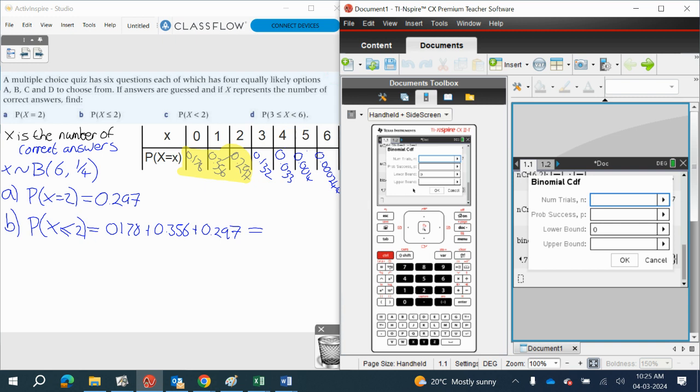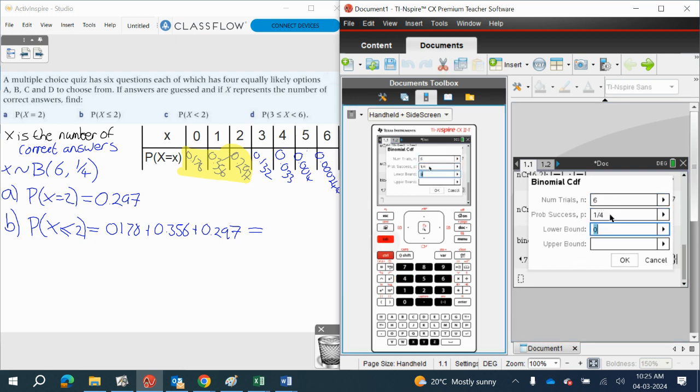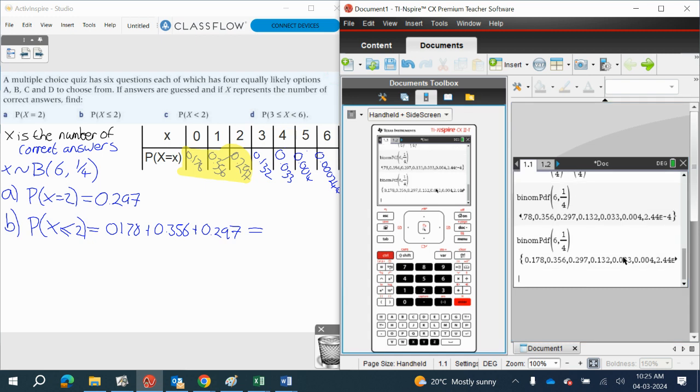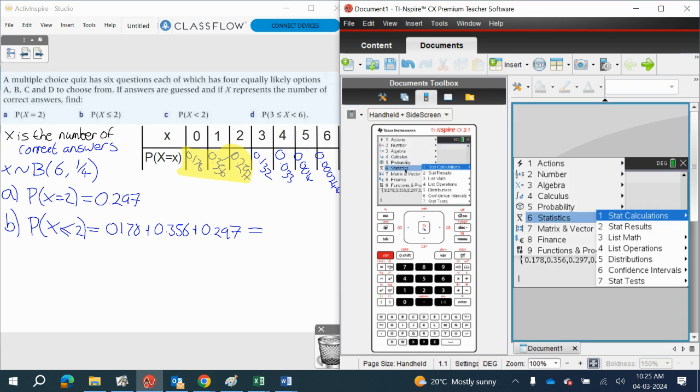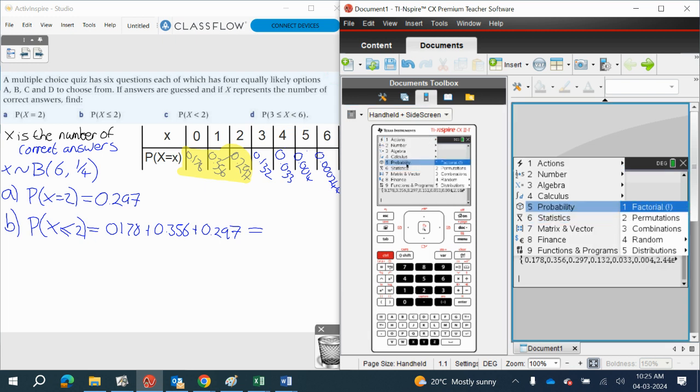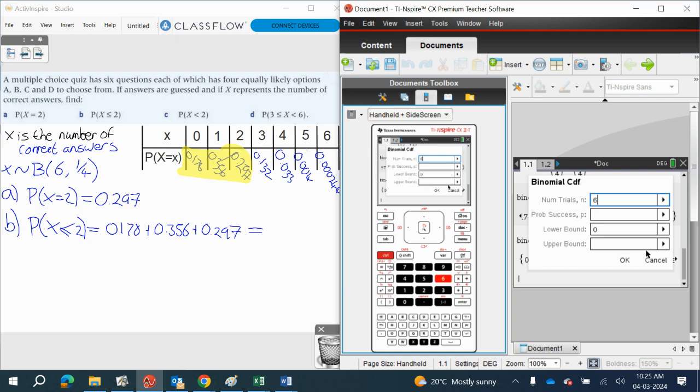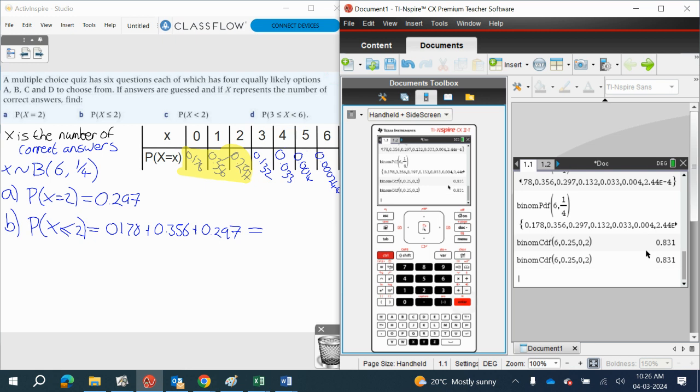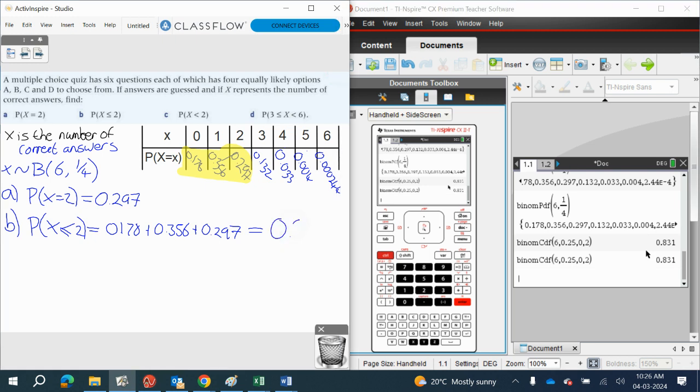So we want binomial CDF. We've got 6 trials. Our probability of success is 1/4. Our lower bound is going to be 0, and our upper bound is going to be 2. And it will add those up for us and give us the answer. Oops, maybe I typed something wrong. Let's try it again. Yeah, 0.831.